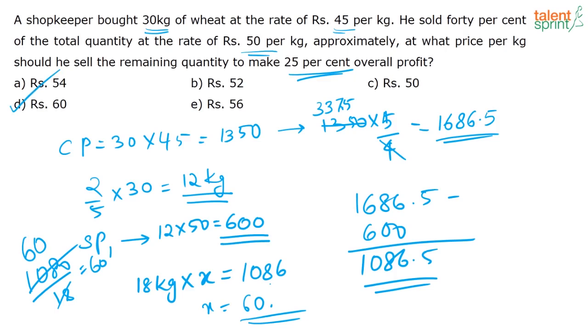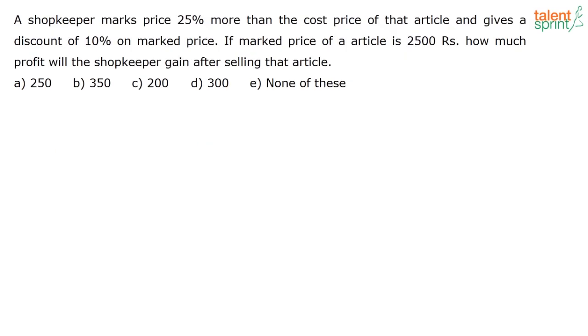Okay, now let's move on to the next question. A shopkeeper marks price 25% more than the cost price of that article and gives a discount of 10% on the marked price. If the marked price of the article is 2500 rupees, how much profit will the shopkeeper gain after selling the article? So solve this question. Next one.